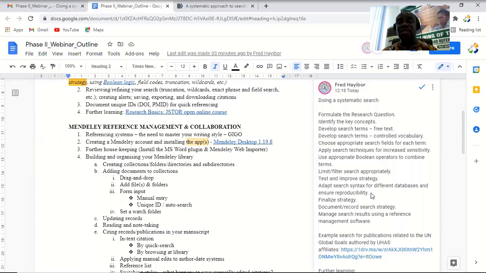Then, of course, once you are able to adapt your search terms and syntax to the various databases, you can finalize your strategy. And important in all this is documentation. As I mentioned, what you are doing in PubMed may not necessarily be the same thing you are doing in Scopus or the same thing that you are doing in perhaps Dimensions. And so, depending on the databases that you are searching, in a systematic search, documentation of the strategy is very key, because ultimately you want your search to be reproducible, all right?